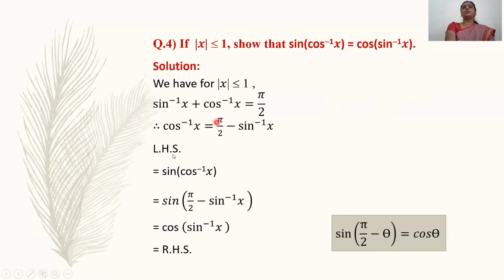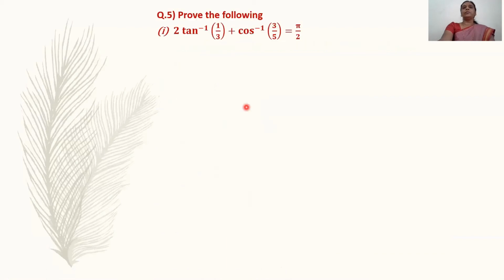In this way, we have shown left hand side equal to right hand side, that is sine of the bracket cos inverse x is equal to cos of the bracket sine inverse x. If you know this property of inverse trigonometric functions, then it is very simple to solve any problem. Then see the next example.